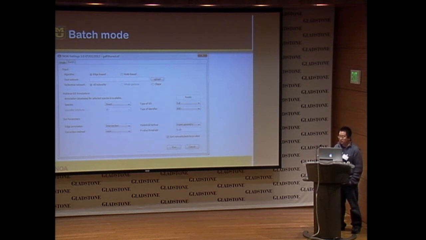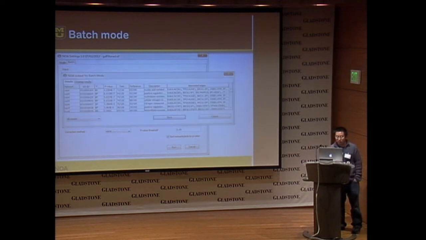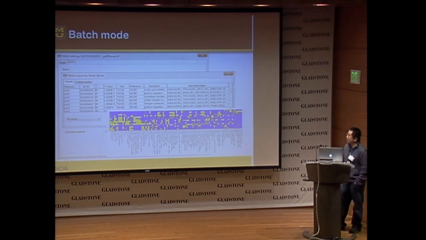And the advantage of processing them together is that we will have different choices, such as using the combination of all of those networks as background instead of using the whole genome as background. Using the combination of those networks as background, it will effectively remove those terms overrepresented across all networks. I will show you an example later, and it will generate an overrepresented term list for each network, and we also will draw a heat map.